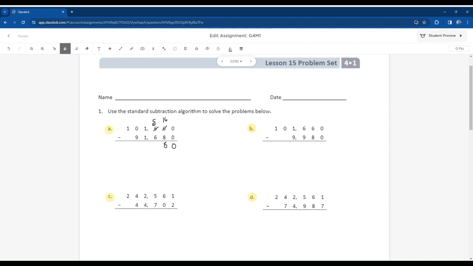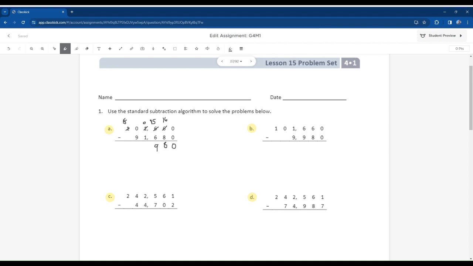Now in my hundreds place, I'm going to have to regroup because I can't take 6 away from 5. So I'm going to regroup this 1,000 for 10 extra hundreds, which gives me 15 hundreds. And 15 minus 6 is 9. Now I don't have any thousands to take away from, so I can't go over to my 10,000s. I have to jump all the way over here to my 100,000s.